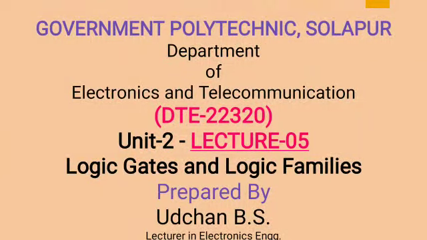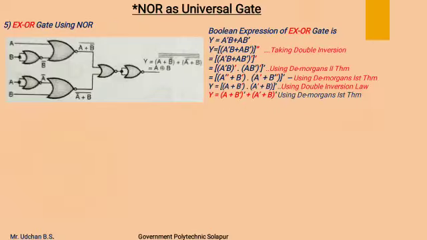Welcome all. Now we will see how to implement a XOR gate and XNOR gate using a NOR gate. First we will see a XOR gate using a NOR gate. I will write the expression for XOR gate, that is A complement B plus AB complement.